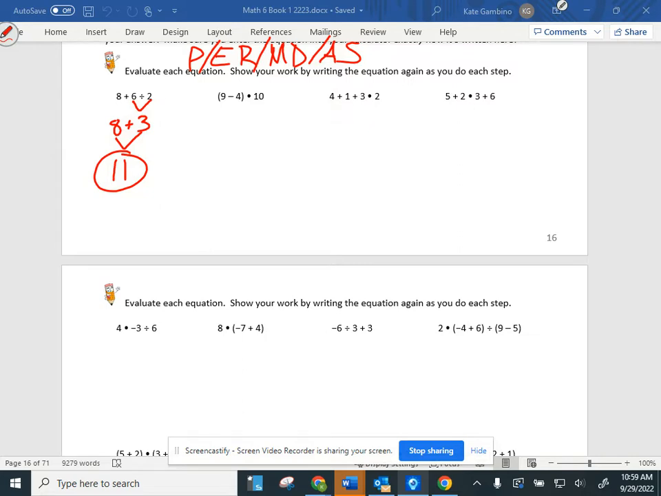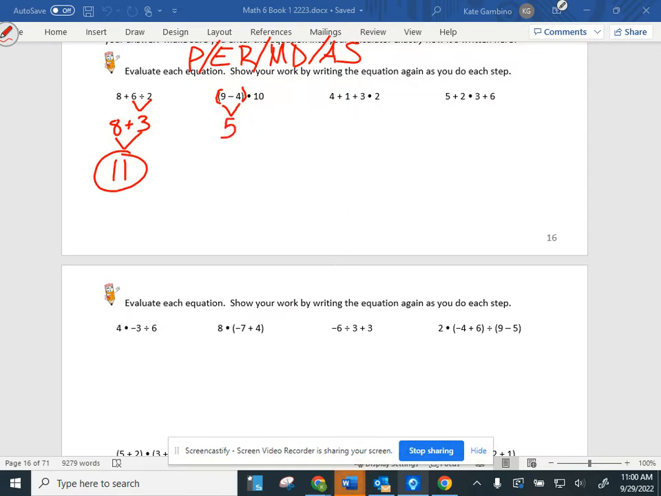So look at our next problem. Parentheses 9 minus 4 parentheses times 10. What is the first thing I'm going to do? 9 minus 4. Why am I doing 9 minus 4? That's subtraction. That should be last. Why do I do it first? Because there are parentheses, so I do that one first. 9 minus 4 is what? 5. 9 minus 4 is 5.